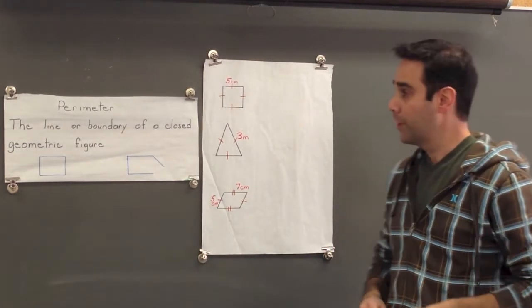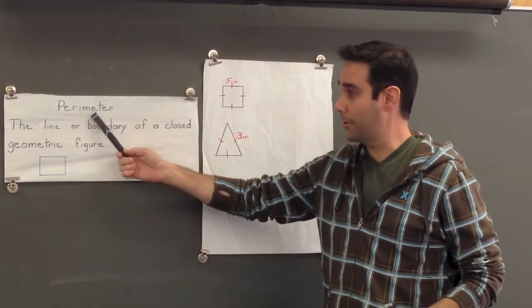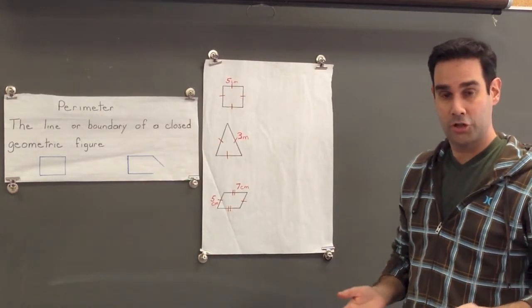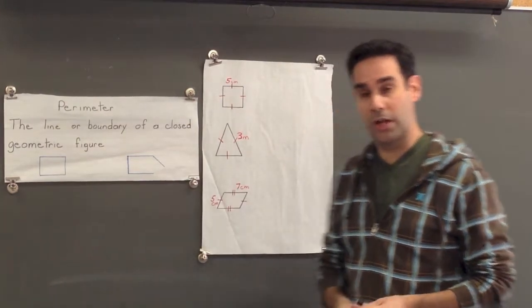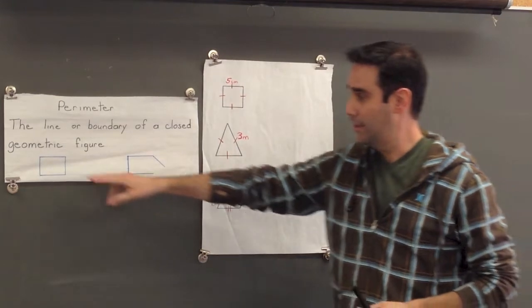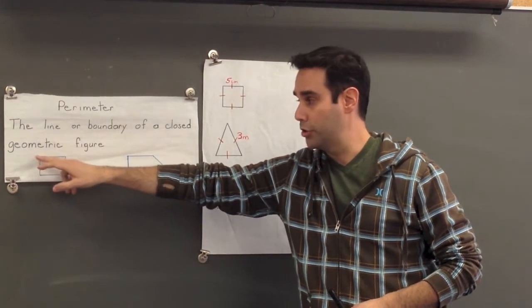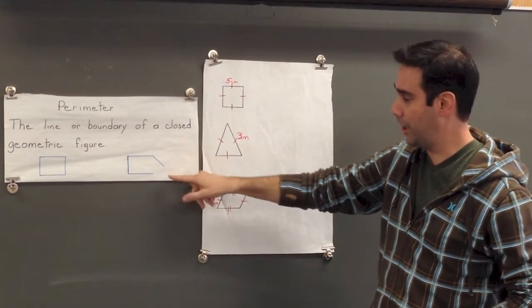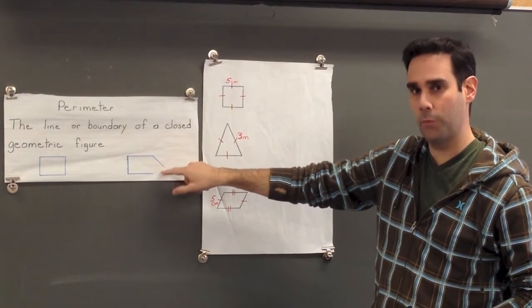Let's get started. Okay, first off, let's take a look at what perimeter is. Perimeter is the line or boundary of a closed geometric figure. So the boundary of the figure is the space around it. This is a closed figure. All the sides close in on each other, so they're all connected. This is an open figure. We still have four sides, but if you notice here, we have a gap where the sides aren't touching. This is an open figure.